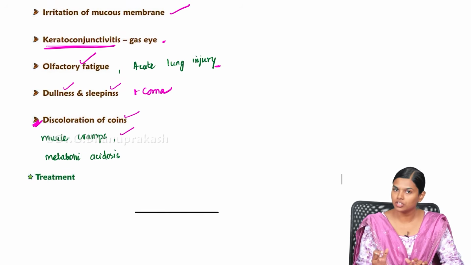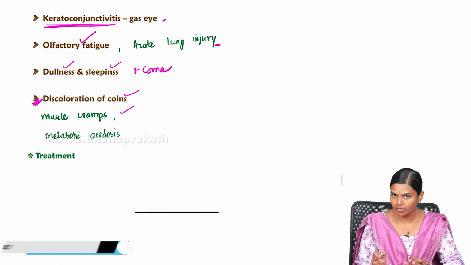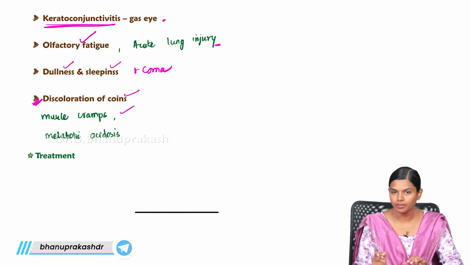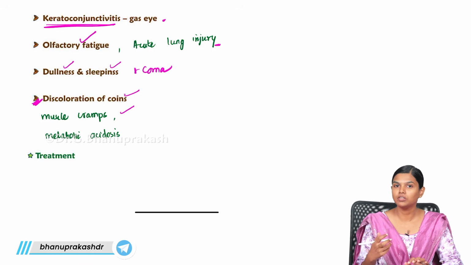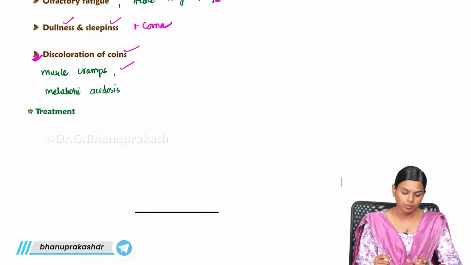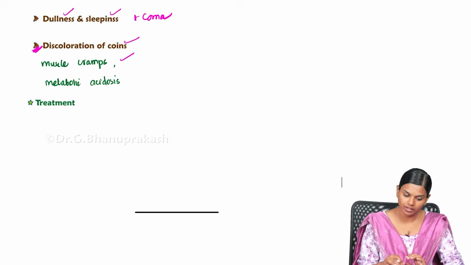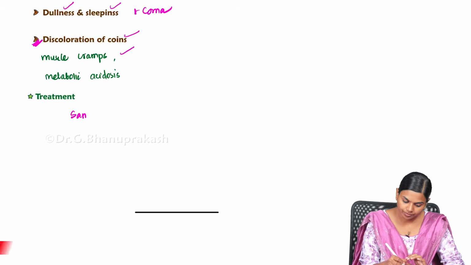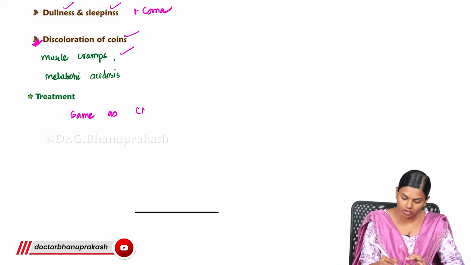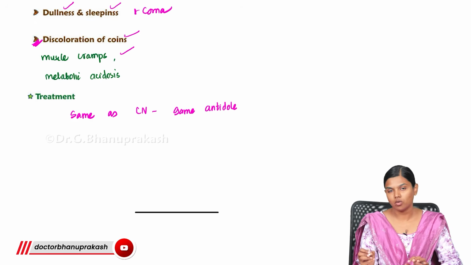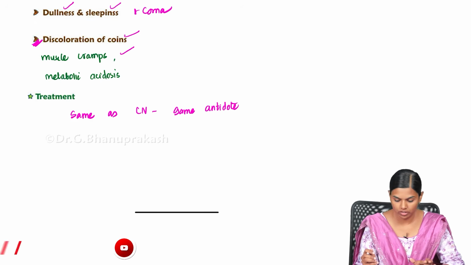You will get irritation of the mucous membrane, olfactory fatigue and acute lung injury. Then CNS depression will happen. You will have dullness, sleepiness, muscular cramps, metabolic acidosis. Everything will happen with hydrogen sulfide. And the treatment here is same as cyanide. You can also use the same antidote. All the antidotes for cyanide can be used in this also. So, this is the treatment for hydrogen sulfide.